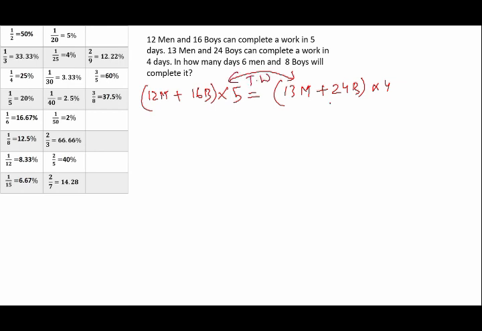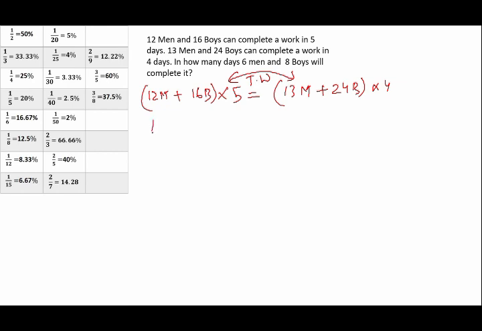Now, moving to our third and last question for this video. 12 men and 16 boys can complete a work in 5 days. Let's keep writing the data. 12 men, 16 boys, doing some work in 5 days, and 13 men plus 24 boys can do the same work in 4 days. Since their job is same, the total work will remain same.